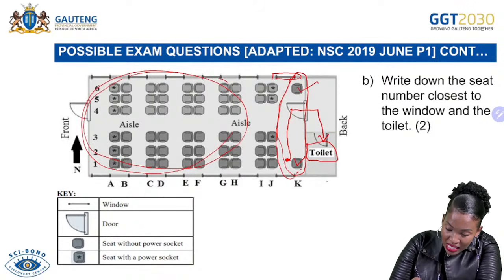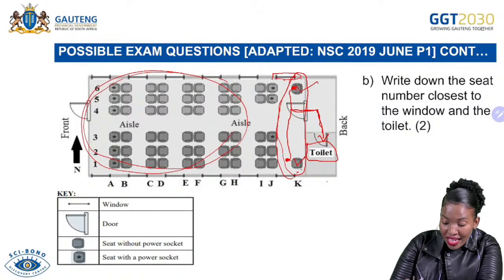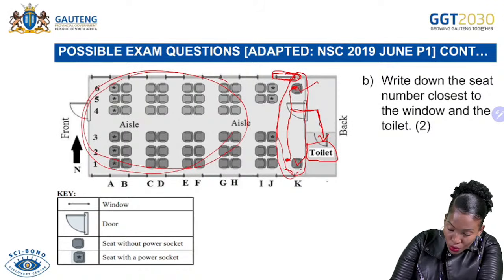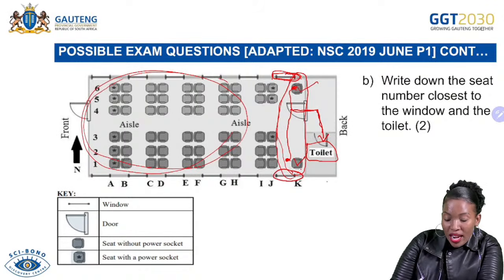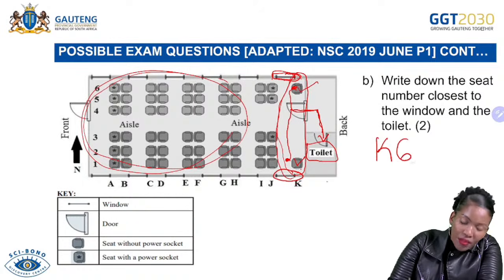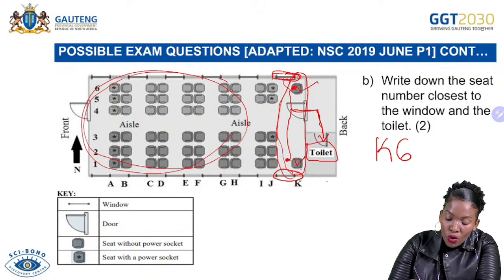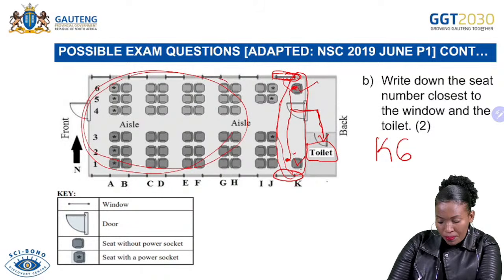Whereas if a person is sitting in K6 here, they will just have to take the door and then go straight to the toilet. So from this, I think we can all conclude that the seat that is closest to a window, and also close to the toilet, is seat K6. Seat K6 is the seat that is closest to the window and the bathroom.